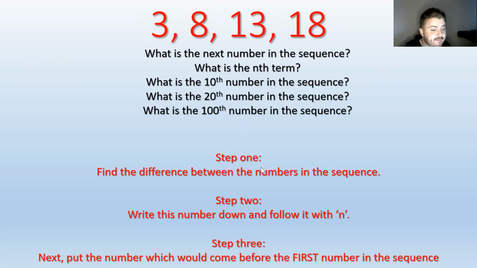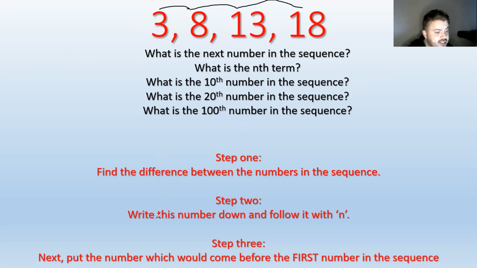So step 1 is to find the difference between the numbers in the sequence. So let's look at the difference between the numbers. How do I get from 3 to 8? 4, 5, 6, 7, 8. I need to add 5. And then 8 to 13, I add 5. And 13 to 18, I add 5. So we're adding 5 every single time.